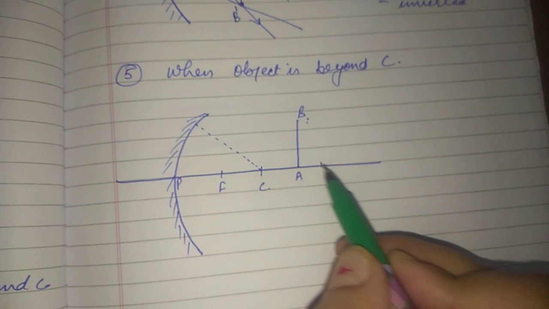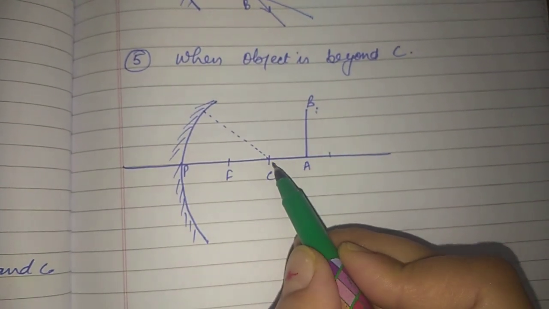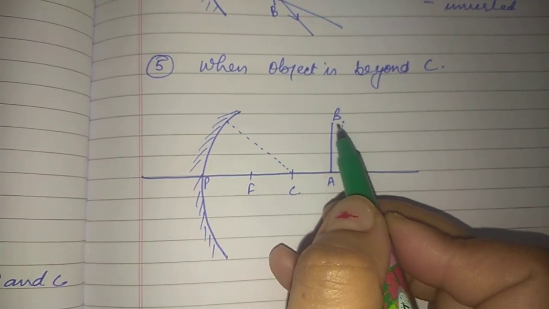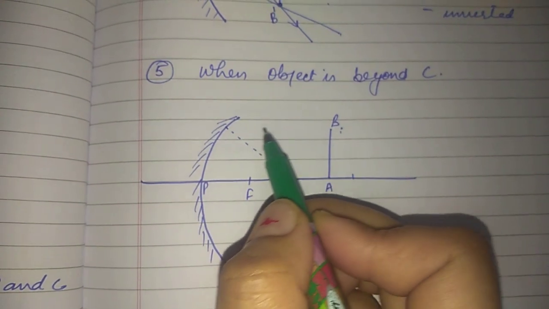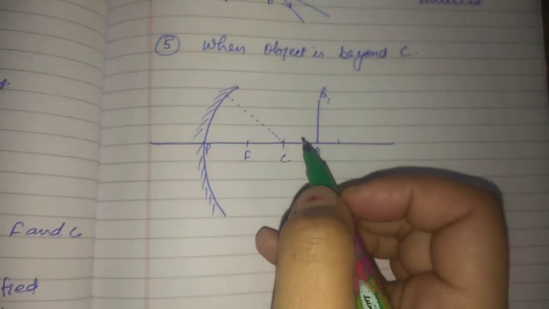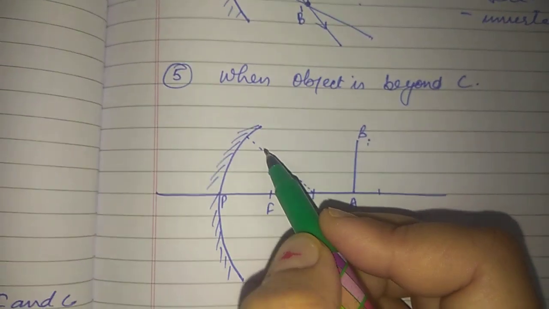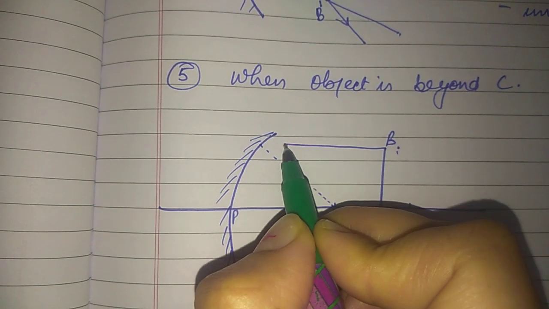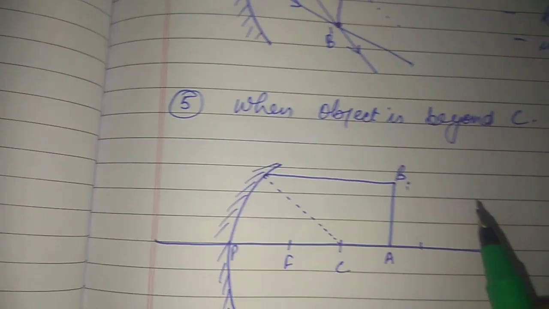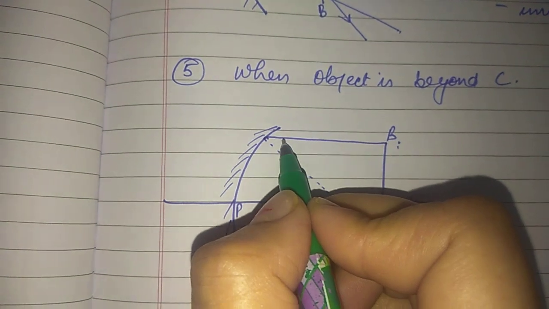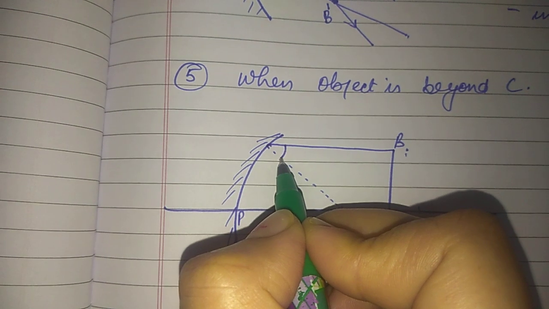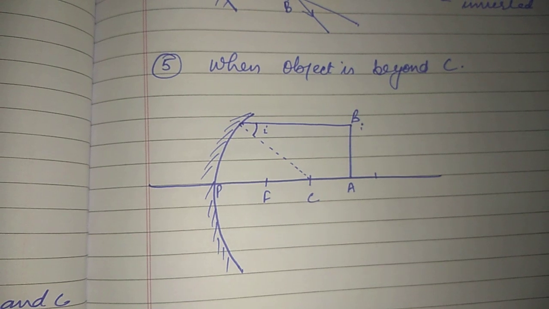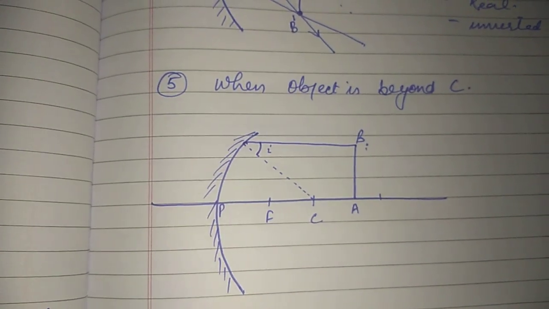So here I have drawn the object at a point which is lying beyond C, and then the normal I have drawn at this point. Here the parallel ray is going to be incident. So now let us see the formation of the image. So here the ray has fallen. So this is the angle of incidence. Now making the same angle of reflection, I am going to draw the reflected ray.